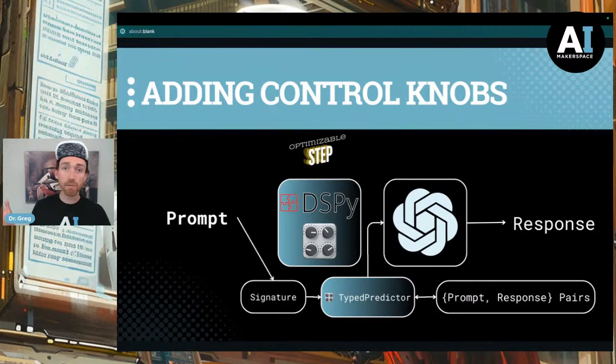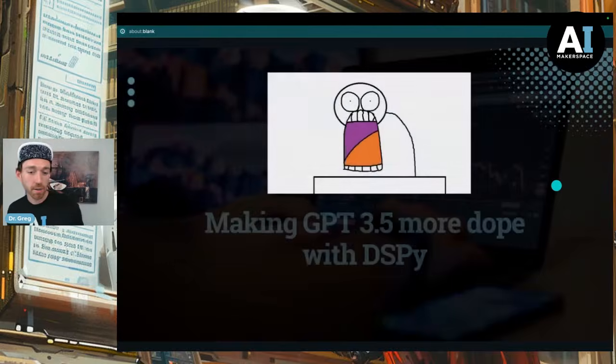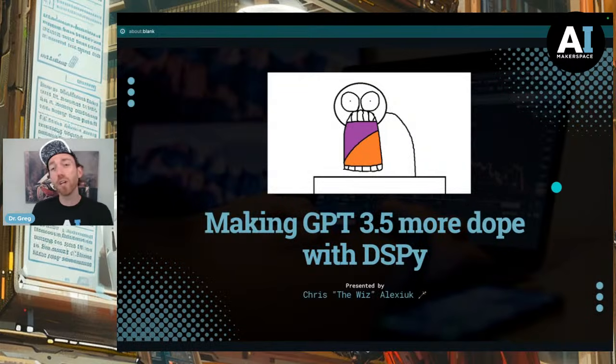Very simple, very classic, very much aligned with everything you've done in ML to date. So let's see how it works on the inside, from dopeness data to what's exactly going on in Typed Predictor. Let's see how we can make GPT 3.5 even more dope with DSPy.